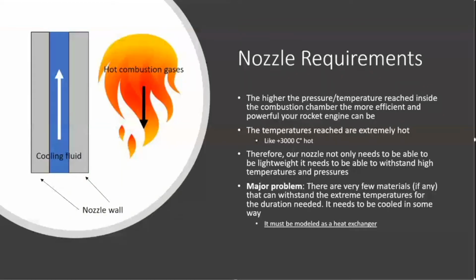So, nozzle requirements. You actually get a more powerful engine with higher pressures and temperatures reached inside the combustion chamber itself. The temperatures could actually reach 3,000 degrees plus. Therefore, our nozzles need to withstand high temperatures and pressures as well as being lightweight. There's one major problem. There's few materials, if any, that can withstand the extreme temperatures. So in order to select the material choice, I have to model it as a heat exchanger, because there have to be some sort of cooling method in place to make sure the material doesn't melt.